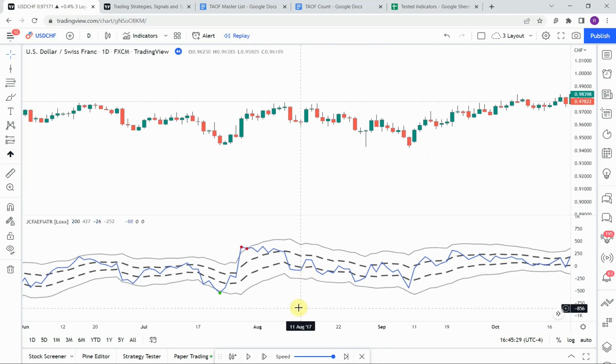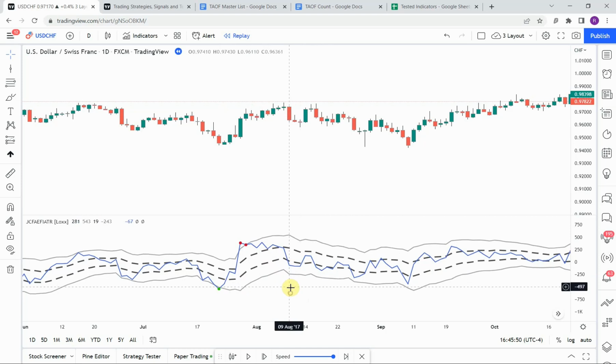So before, basically what we did was we looked for a red dot or a green dot to appear, and then we waited for the oscillating line to cross over that zero line or under that zero line as the true signal to enter long or enter short.